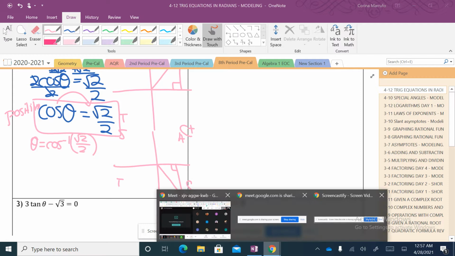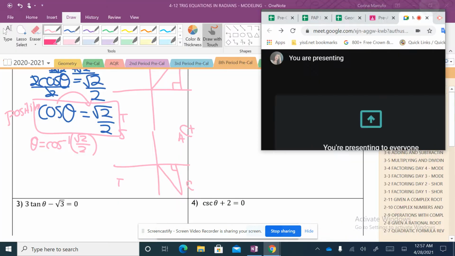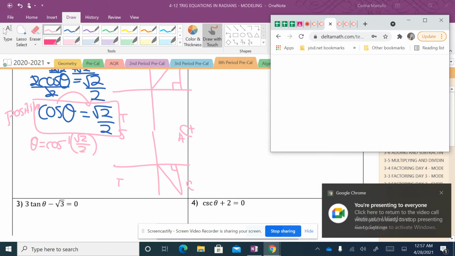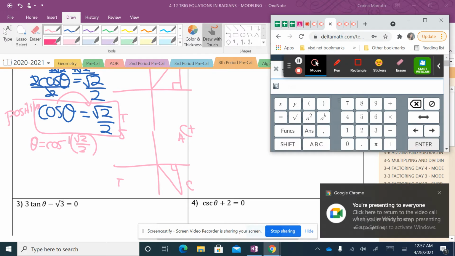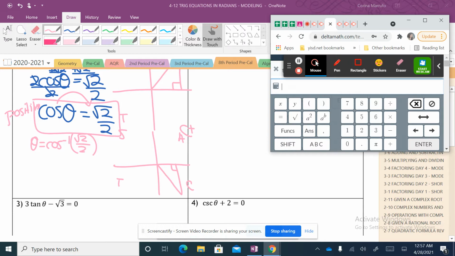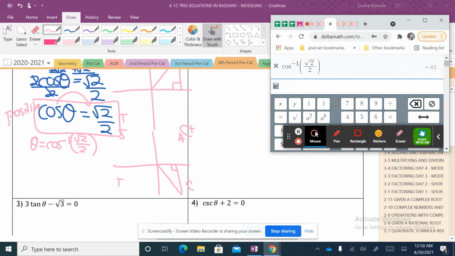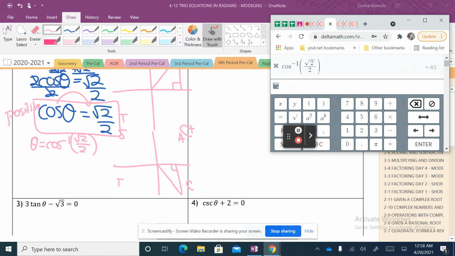Okay, so I'm going to go ahead and use my Delta Math calculator. So let's see. I press functions, inverse cosine, the square root of 2. I make sure I get out of the square root before I divide it by 2 and I hit enter. Oh, I can't see because of this thing. Where do I hide it? There. And it gives me 45.